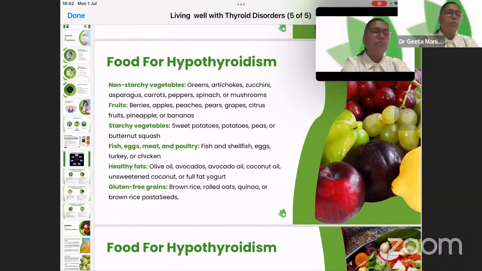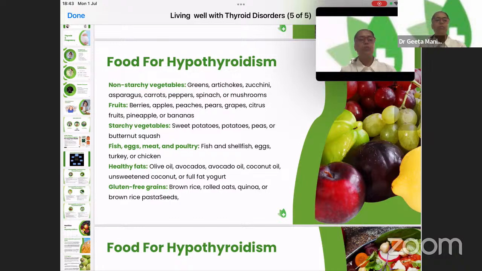Starchy vegetables, sweet potatoes, peas, or butternut squash are healthy. Fish, egg, meat, and poultry. Fish and shellfish, eggs, turkey, chicken, you can have these in moderation. Healthy fats like olive oil, avocados, avocado oil, coconut oil, because they contain MCTs, which are good for your body. The MCTs also help lower obesity. So definitely they are good for your thyroid as well.